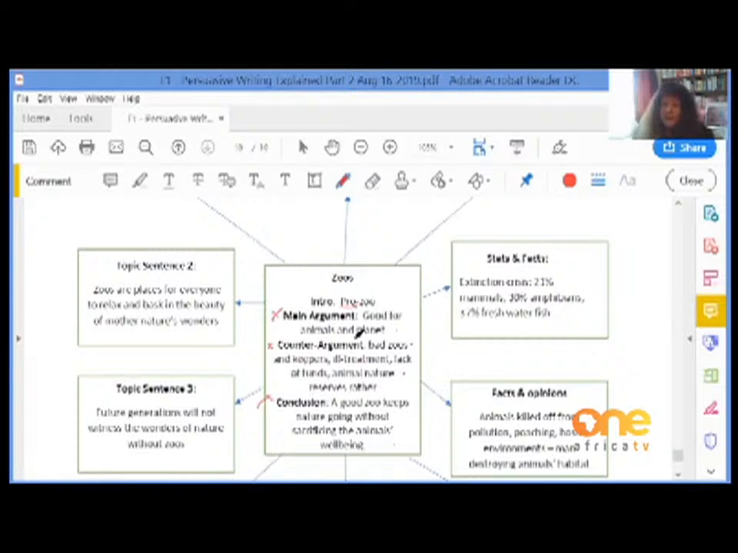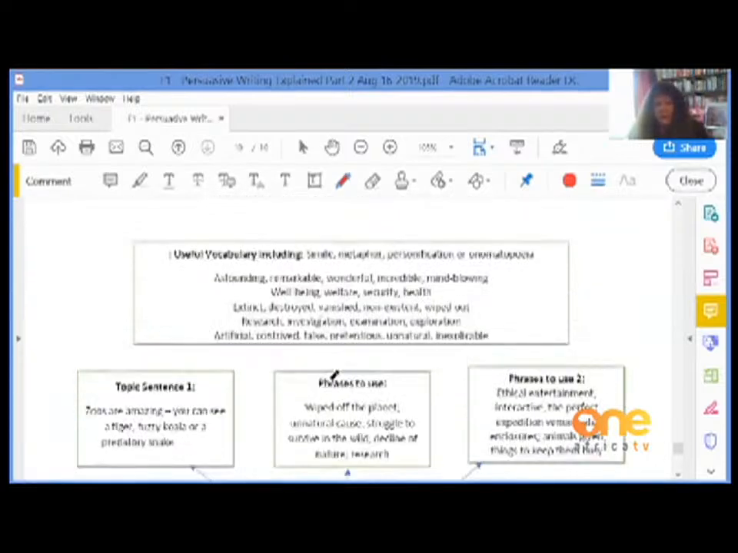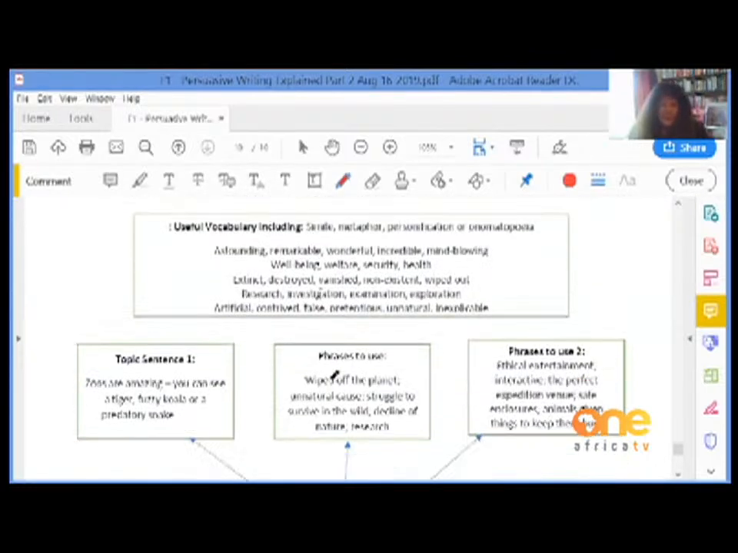Now that you've got that in your head, this is when you try and do your outline spider legs. The topic sentence 1. What are you going to start off with? Because you're going to have a topic sentence, then you're going to have evidence and back it up in that first paragraph. So topic sentence 1, zoos are amazing. You can see a tiger, a fuzzy koala bear, or a predatory evil snake, or a crocodile, or whatever. So you'll talk about that.